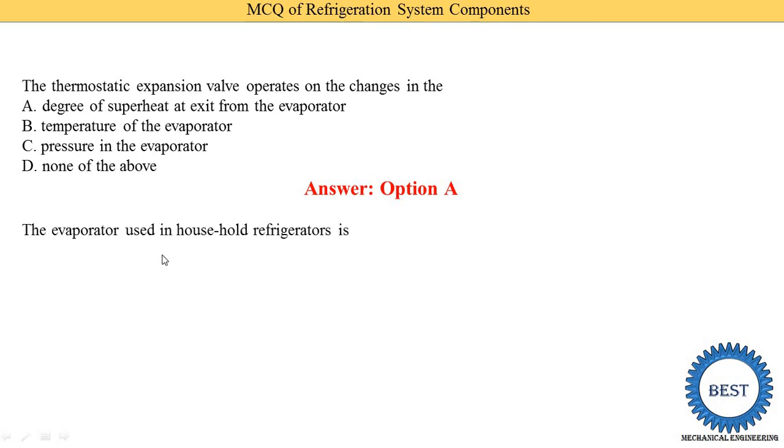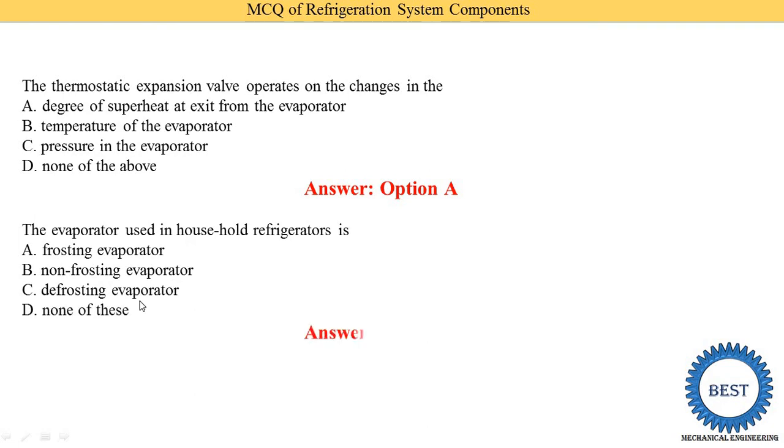The evaporator used in a household refrigerator is: frosting evaporator, non-frosting evaporator, defrosting evaporator, or none of these. So option A is correct. It is a frosting evaporator.